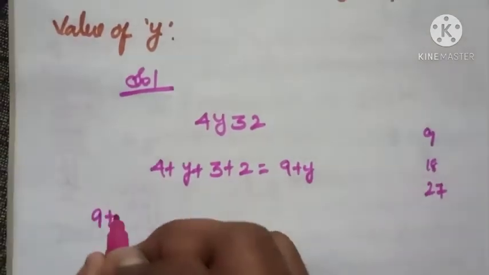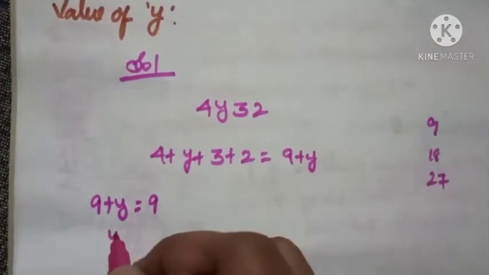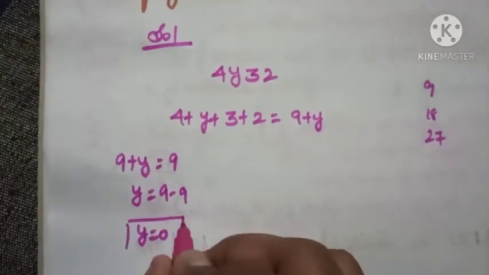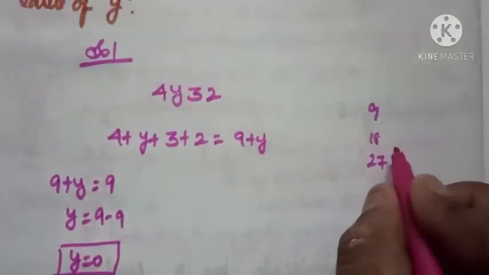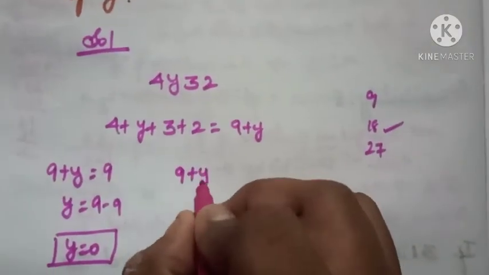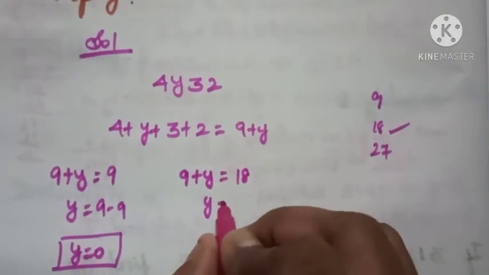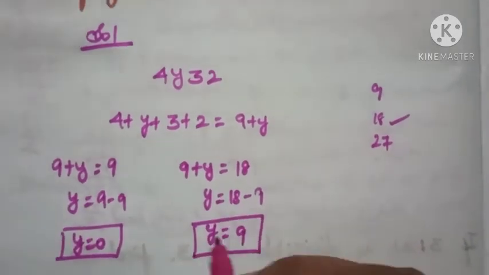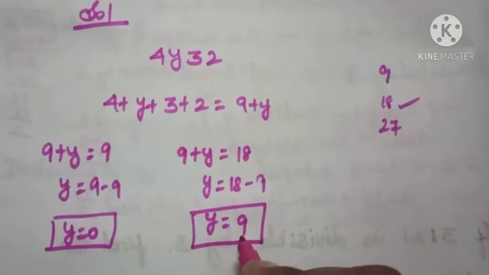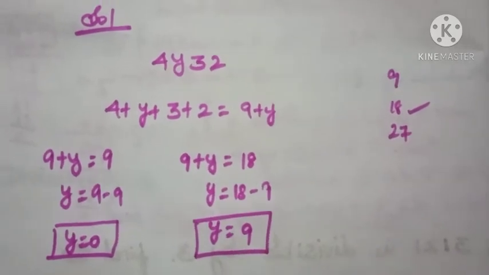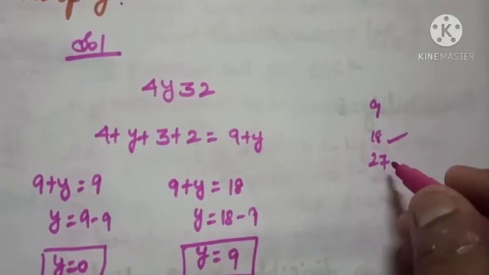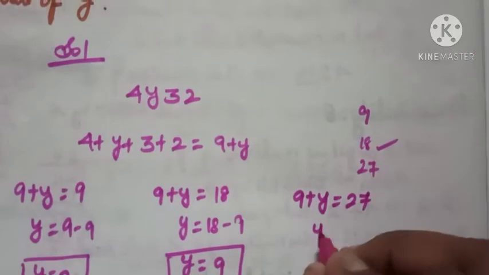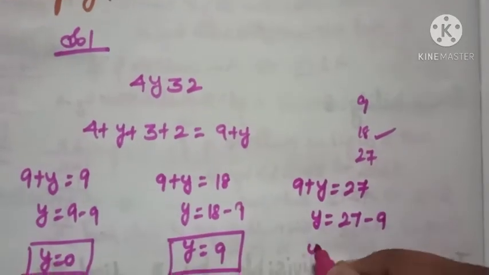So first, 9 plus y equal to 9, y equal to 9 minus 9, so y equal to 0. So 0 is the first possibility. And next we check with the 18. So 9 plus y is equal to 18, y equal to 18 minus 9, y equal to 9. So now you see, in single digit numbers 9 is the greatest number. After 9 we get only two digit numbers. Still, we have to compare with 27 also: 9 plus y is equal to 27, and y equal to 27 minus 9, y equal to 18.